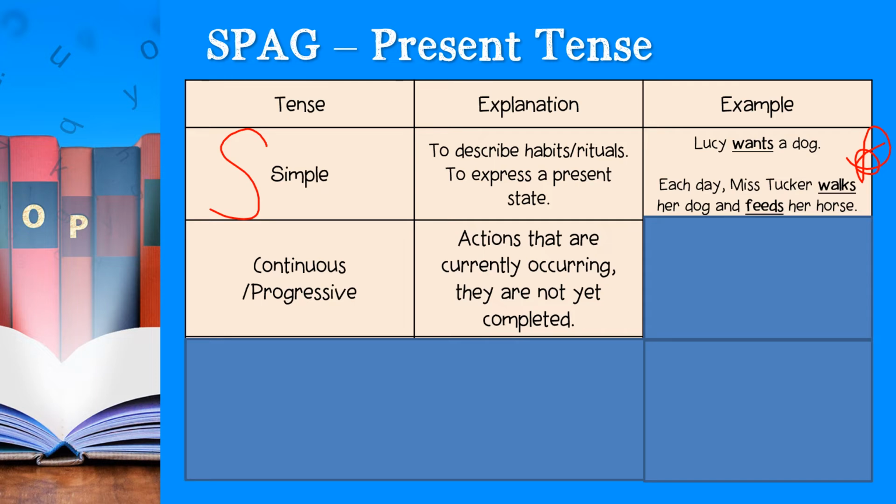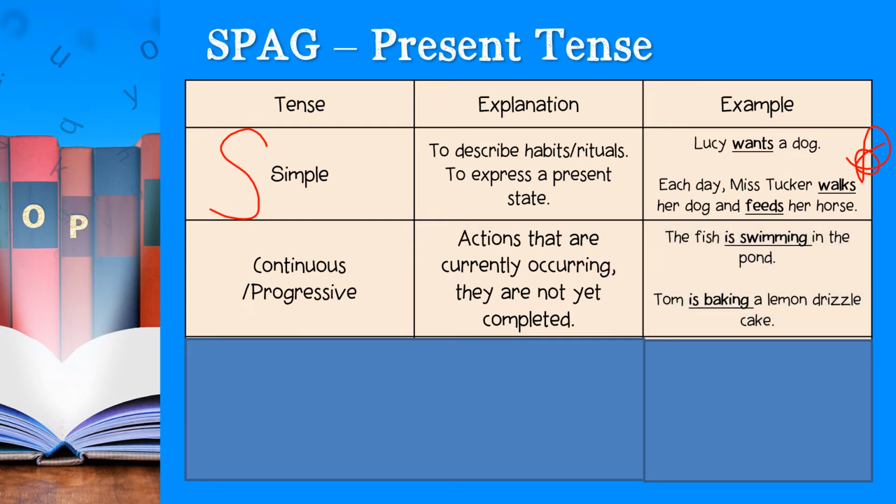Next up are continuous or progressive tense. So we know that these two words are interchangeable. It is continuing to happen. So these are the ones where we're going to have lots of ings on the end. It is progressing. The action is not yet completed. We have come in the middle of it. So it is continuing to happen around us speaking.